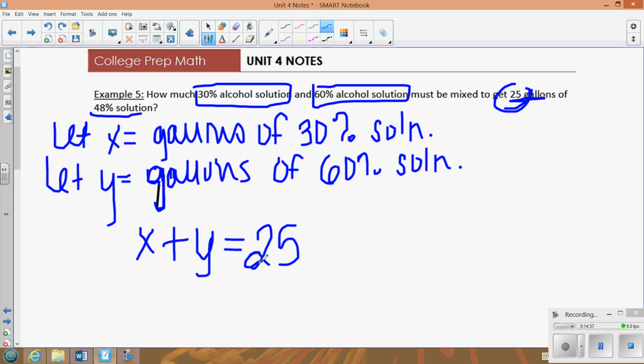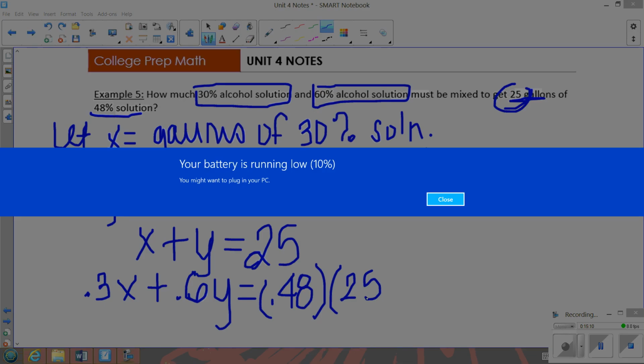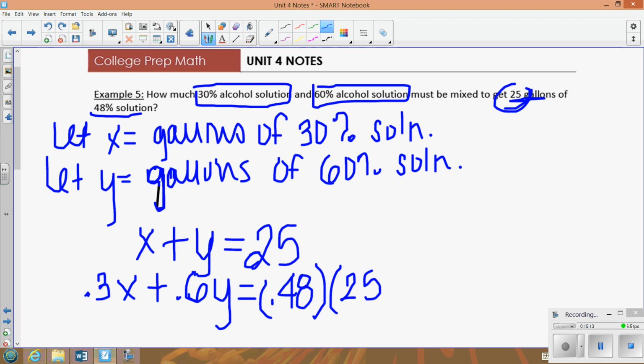The next thing though is to consider the percentages or the concentrations. So if you have 30% solution, so 30% would be 0.3 of the number of gallons of 30% solution plus 60% of the number of gallons of the 60% solution has to equal 48% of the 25 gallons. So that would be your system. You would set it up and solve it.